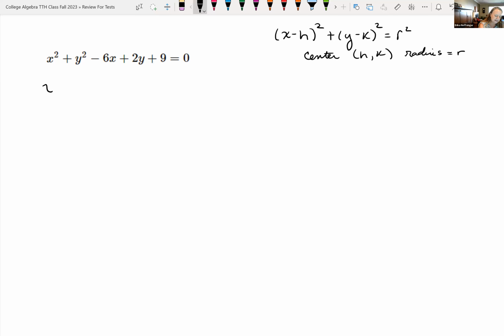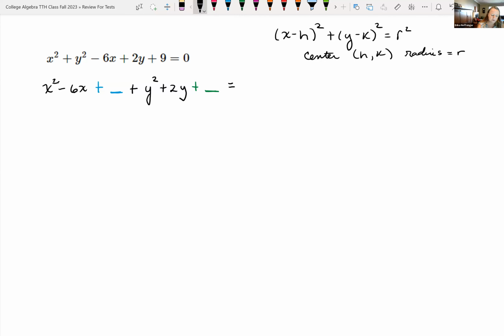So rewriting this, I have x squared minus 6x. I'm going to put a spot here because I'm going to need to complete the square on my x terms to make this a perfect square. So I'm going to add some number here, and I'll figure out that number in a minute. So plus, we're grouping our y terms together. So y squared plus 2y. Again, I want to add something in here to make those y terms a perfect square. So I'm going to leave some room.